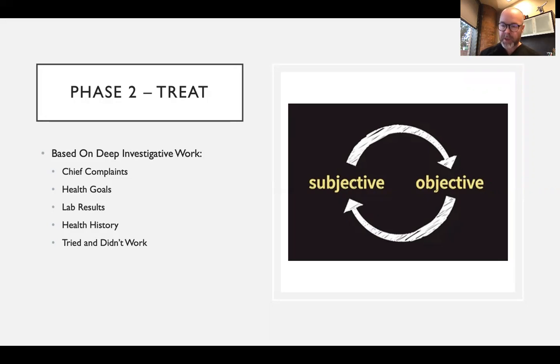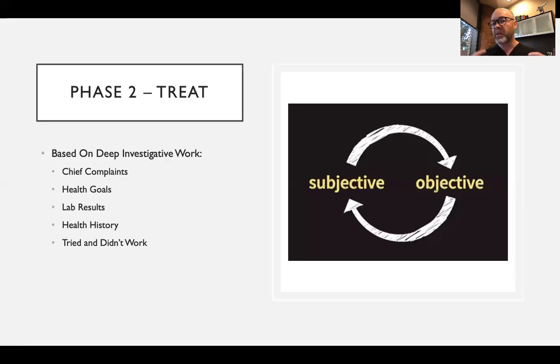Treatment needs to be based on your chief complaints, your health goals. Like, what are you after? If you're after just a little bit of recovery, are you after correction? What are you after? And we need to understand that. Then we look at the lab results, we look at your health history, and we also want to know what you've tried that didn't work. We need to know that because we're not going to do something that was ineffective for you. And so we combine all this together, and that takes some truly investigative work to put all these pieces together.